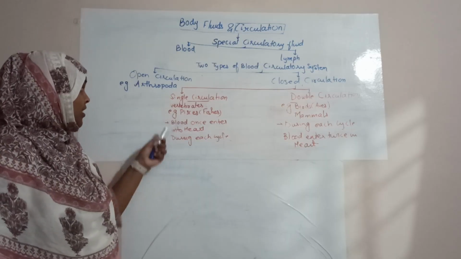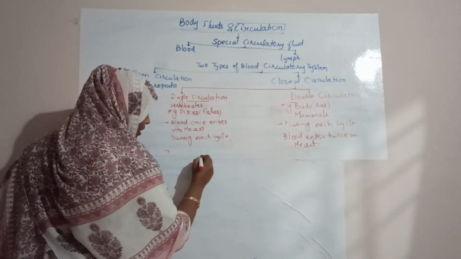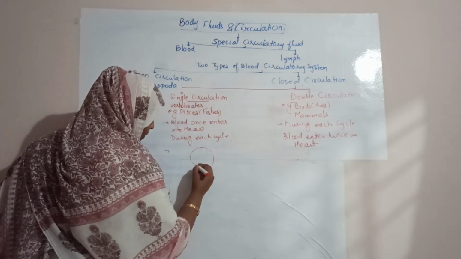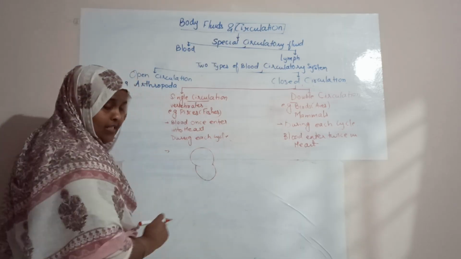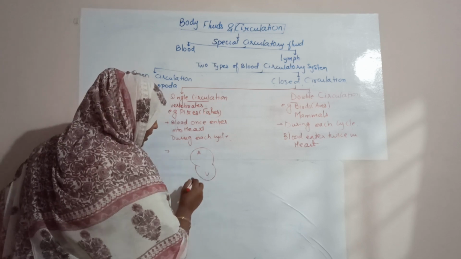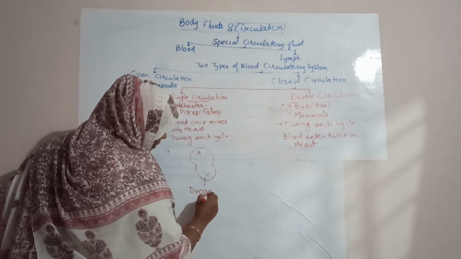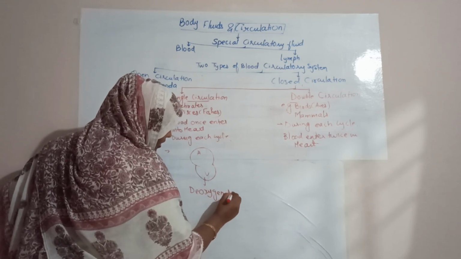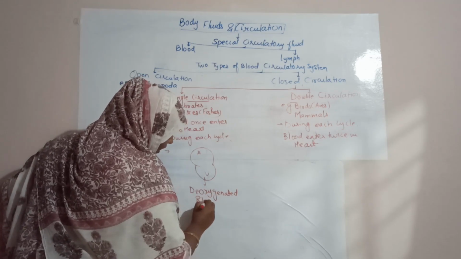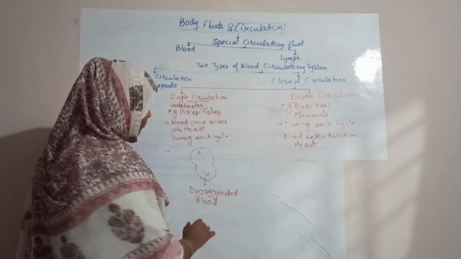And the single circulation example is fishes. So in the case of fish, what happens? Here one auricle and one ventricle are present, a two chambered heart. This is the auricle, this is the ventricle. The ventricle pumps which blood? Deoxygenated blood. When the heart pumps deoxygenated blood, that type of heart is known as a venous heart.